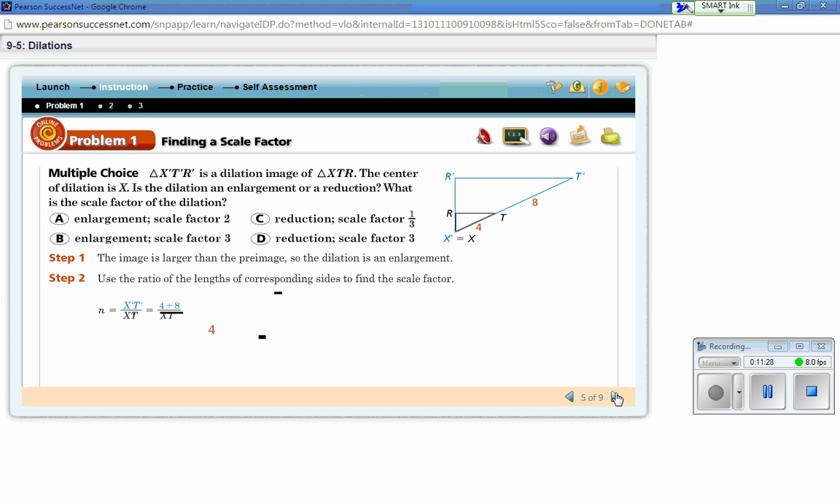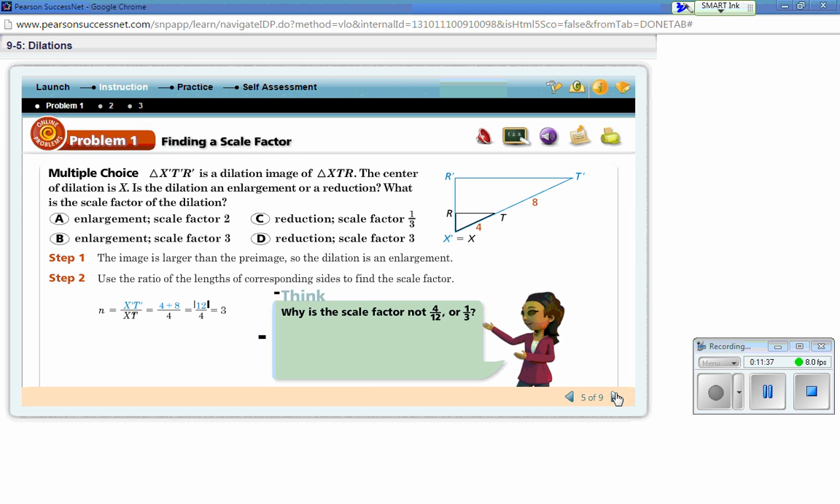That whole side was 4 plus 8. So 12 is actually the length of the bigger triangle. We did that with similar triangles too, didn't we? That was a similar triangle one. 4/12 or 1/3. Okay. So what do you think about this one?